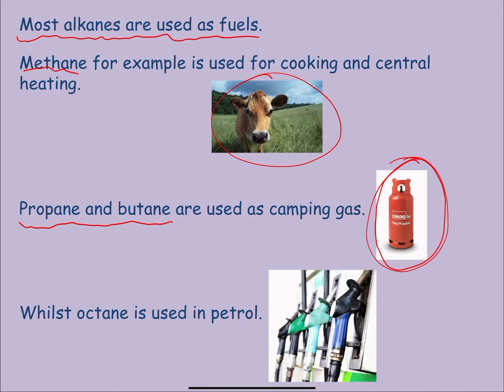And the final one we can look at is octane. Octane is used in petrol. And if you ever go to the petrol station and on this little flap here on the pumps, you will see it has an octane number on there, so we know that there's octane in petrol. Okay, so that's the end of the slide.